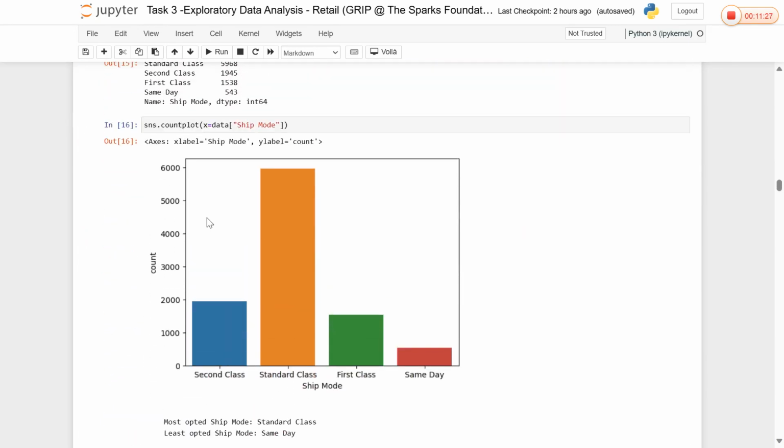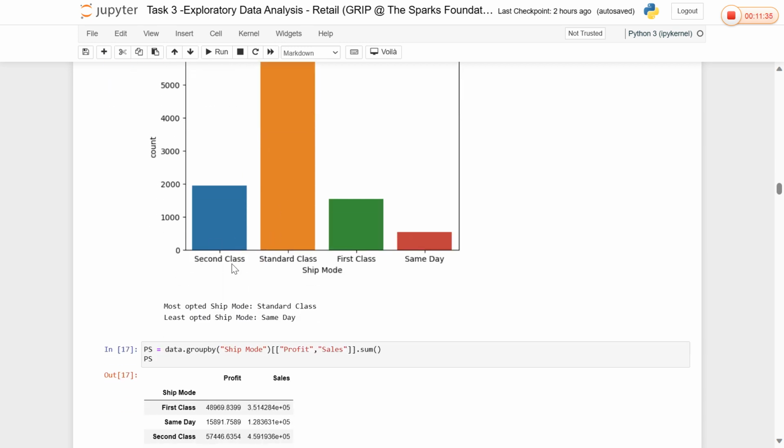Okay. So this is the mode analysis. We explore the most and least opted ship modes, analyze their sales, and compare their profit distribution. Now, we delve into the distribution of business across categories and subcategories. This helps us to identify which product categories are performing well and which need to be improved.